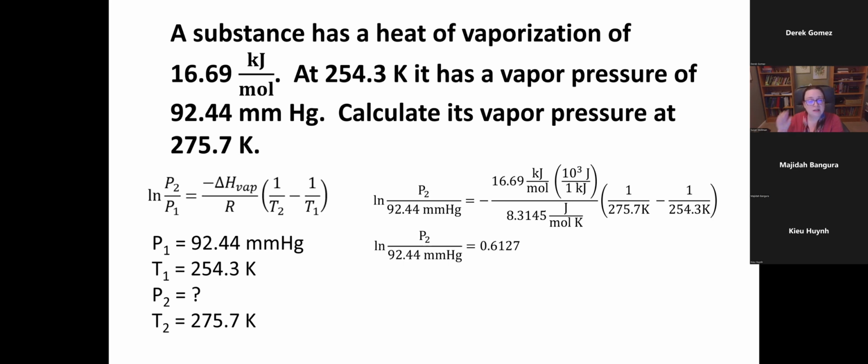All right, so I haven't done anything to the left side, so I'm just going to leave it there: the natural log of P2 divided by 92.44 millimeters of mercury. I'm just going to leave that alone, and that equals the result of everything on the right side. You'll note again all the units are gone. It's just a number. If you can give me a thumbs up if you were able to get that number, that'd be great.